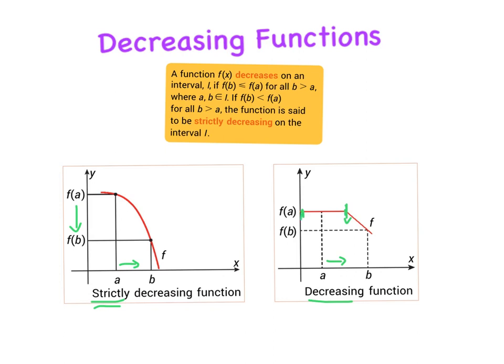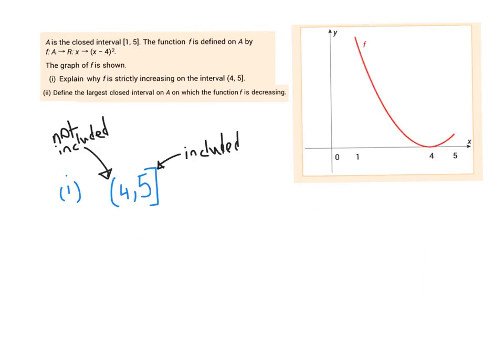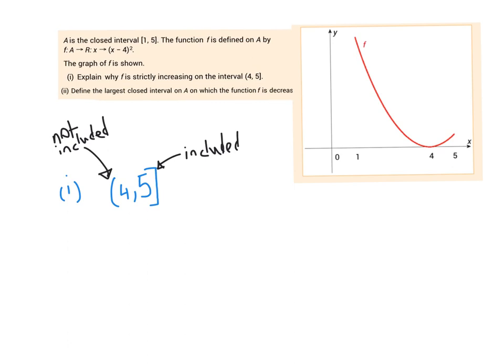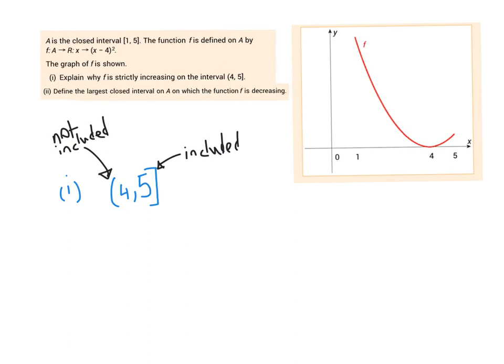Okay, so that distinction is important. So let's make sure that we get both of those, the box and the sketches, down for both increasing and decreasing functions. And then let's look at an example in relation to this question. Here we're given a function f from A to the reals, where f of x is x minus 4, all squared, and it's a closed interval from 1 to 5, which means here the square brackets, 1 is included and 5 is included. Here we see a round bracket at 4, which means 4 is not going to be included.